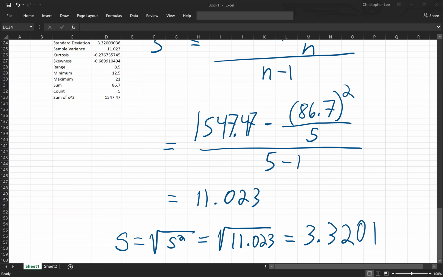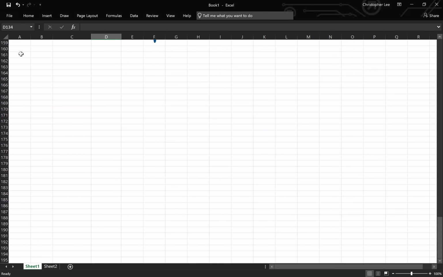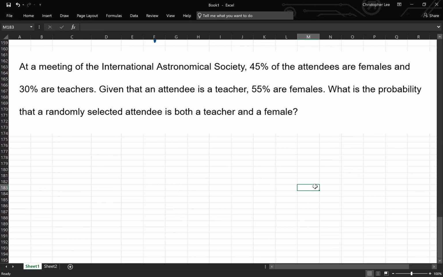Let's take a look at question 2. All right, so at a meeting of the International Astronomical Society, 45% of attendees are female and 30% are teachers. Cool. Given that an attendee is a teacher, 55% are female. What is the probability that a randomly selected attendee is both a teacher and a female? How do I do this?